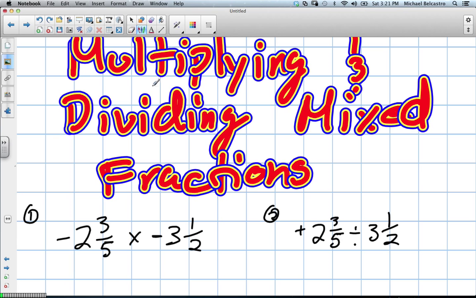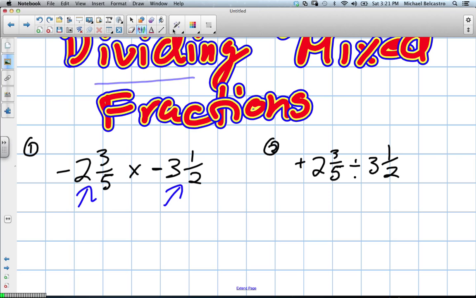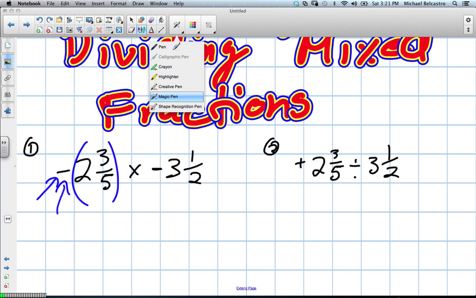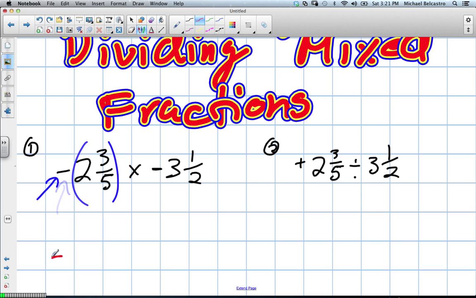It's best, especially when we get into the higher grades, multiplying and dividing mixed fractions, we actually want to change all mixed fractions into improper fractions. So the process for changing into an improper fraction. Now I want you guys to notice here that this is a negative term. So even when I change this fraction, it's still going to stay as a negative term.